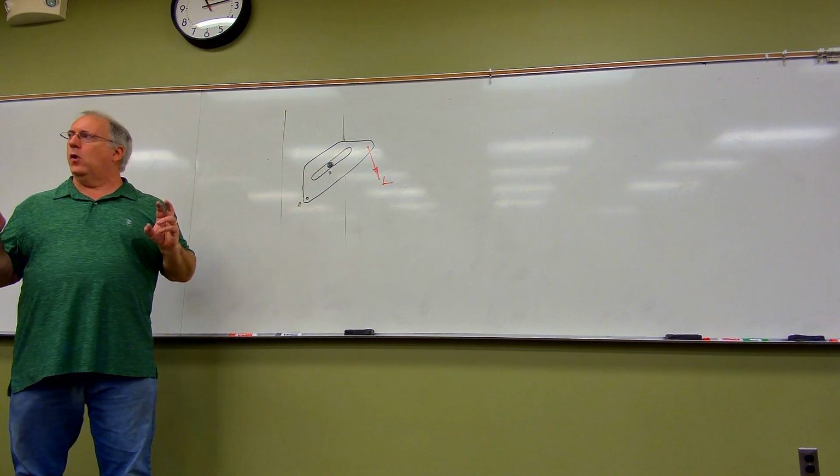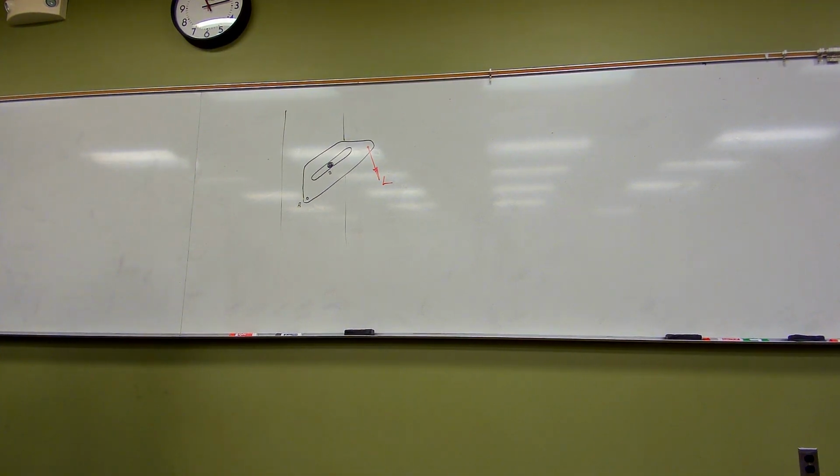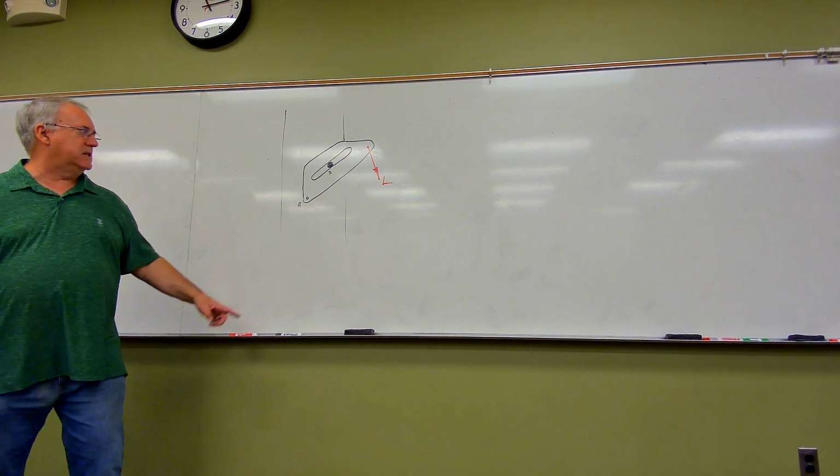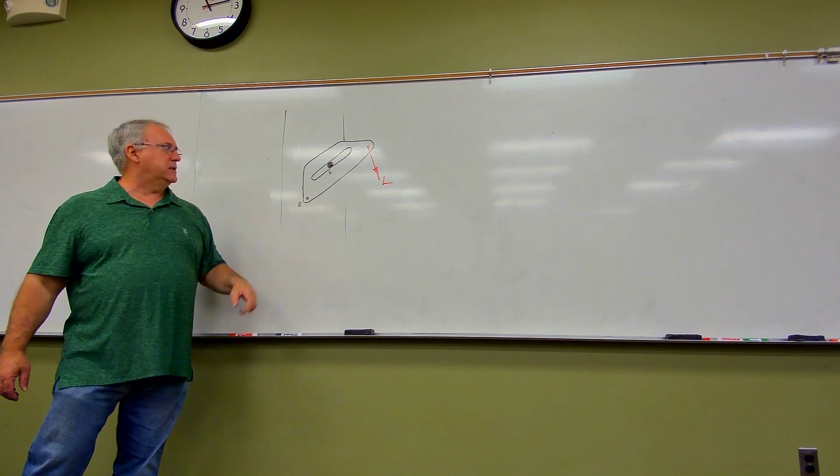But remember the rule: if the narrative is silent on that, if it doesn't tell us one way or the other, we assume it's smooth. So since the narrative didn't say rough pin A or friction pin A, it's a smooth pin. So that's smooth as well.